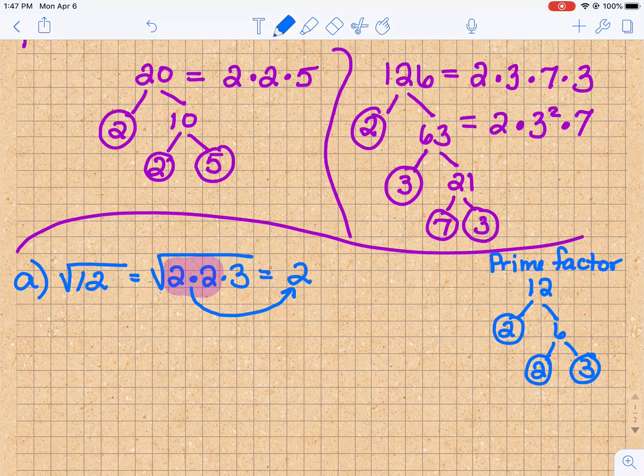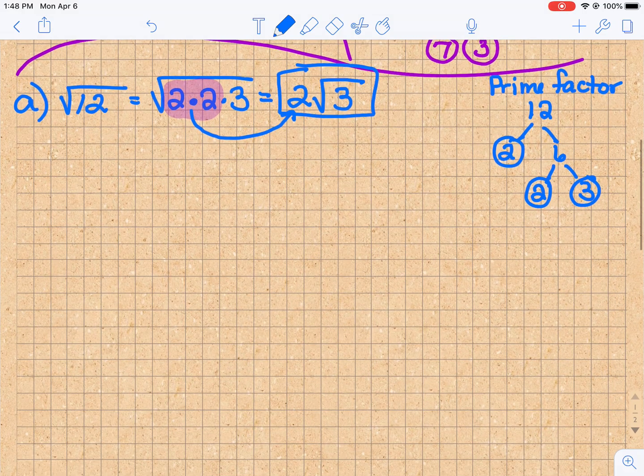Something happens to the other one. 3 didn't have a partner, so he's the sad guy left behind in the number prison. So our final answer is going to be 2 root 3. Okay? So we take out our pairs, and that goes on the outside, and the square root of 3, because 3 is left behind.